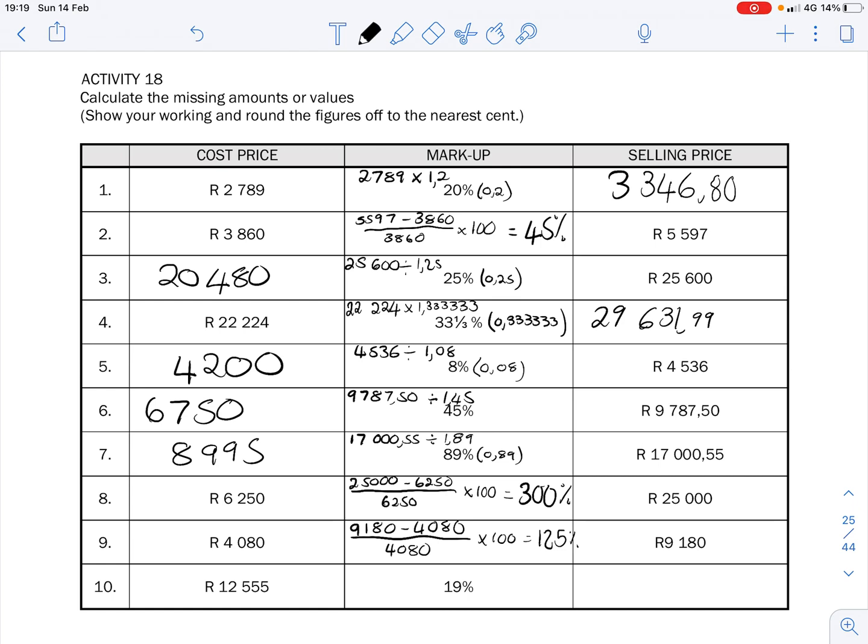And finally, our last one, we're going from cost price to selling price, so we are multiplying by 1 plus the markup as a decimal. 12,555 multiplied by 1.19, and that should leave us with 14,940.45 cents.